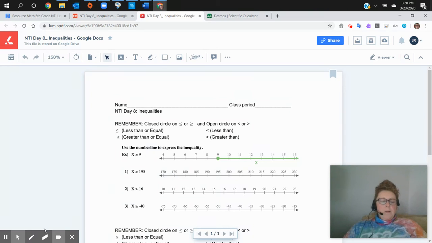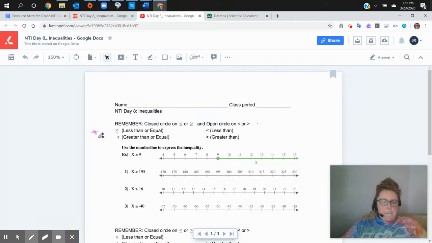Okay, so inequalities. The first thing we want to do is remember how to write these inequalities here. Remember, inequalities means not equal. So I'm going to give you some little hints for doing these. It says, remember, closed circle on less than or equal to and greater than or equal to, and open circle on these. So what this is saying is if it has a line on it, we're going to have a closed circle. So I'm going to draw a closed circle right here next to that one.